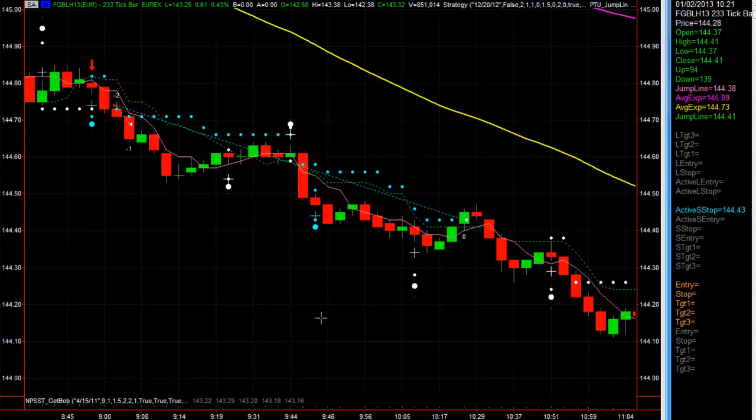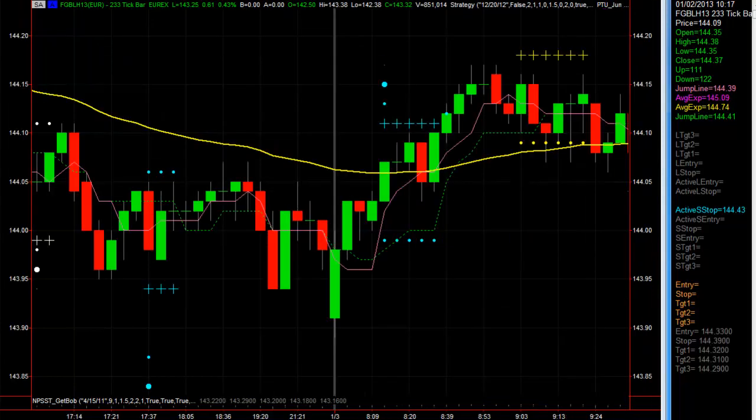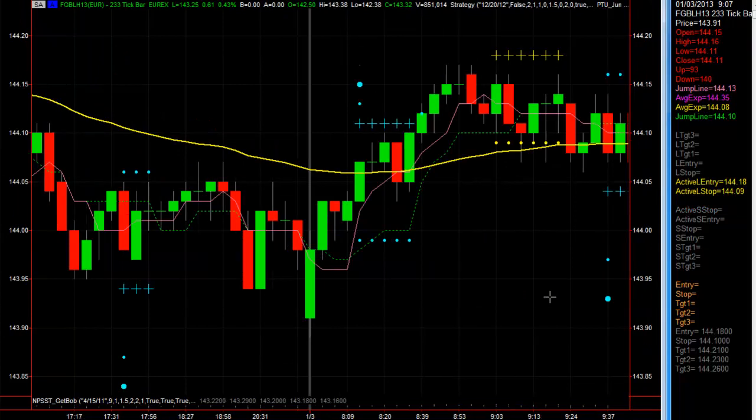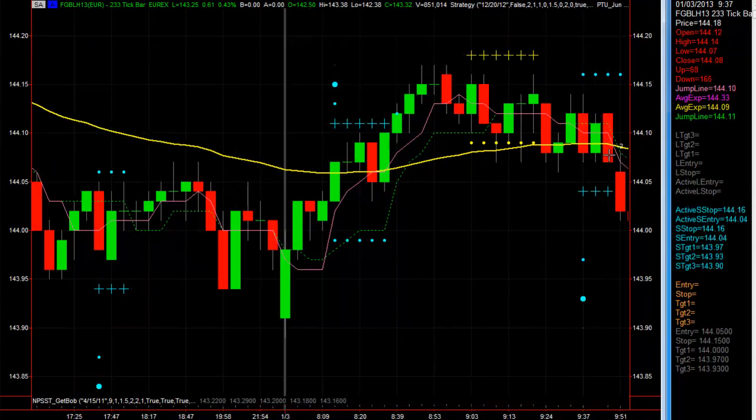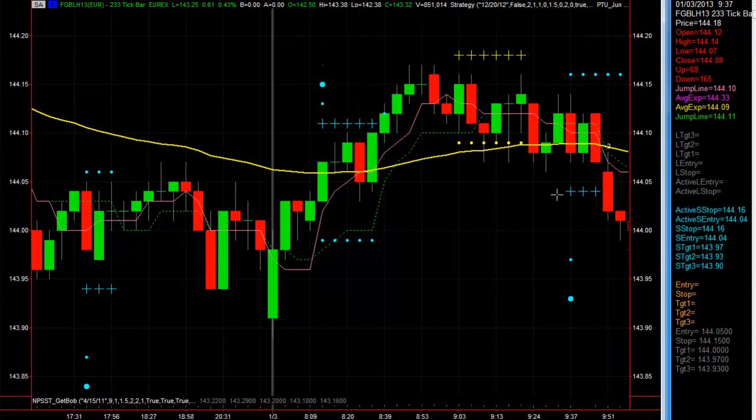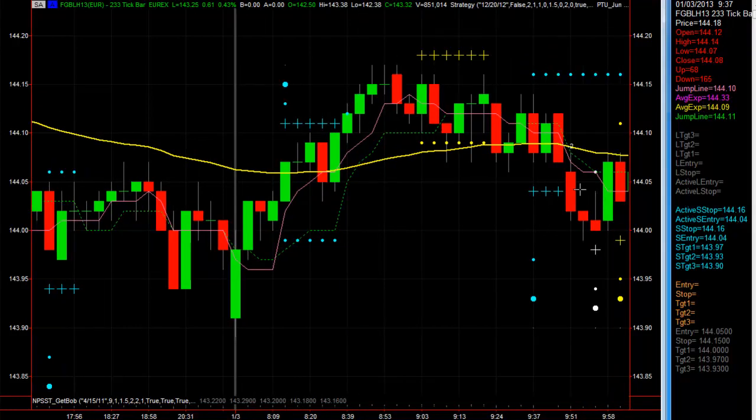And as I scroll forward, notice how different it looks now that the scaling has changed. So you got to be careful that you're not fooled by the scaling on your chart in relation to the size of the trade that you're taking. Alright, so here we are, January 3rd. We got a setup here. A little bit later, sets up at 9:37, crossover short.